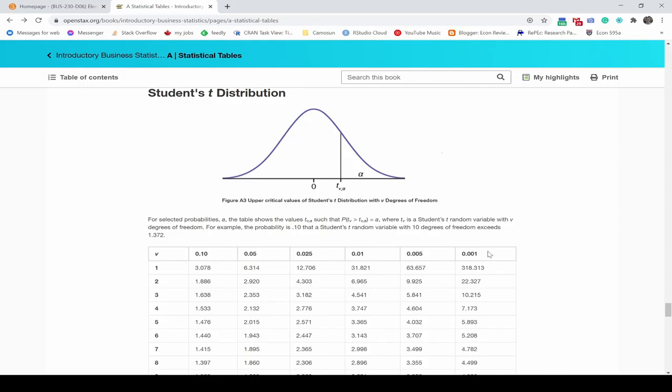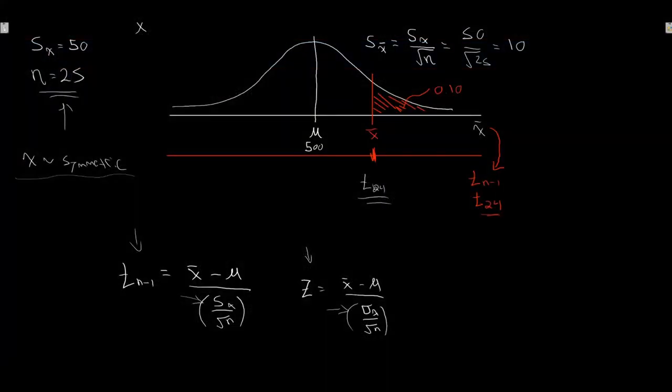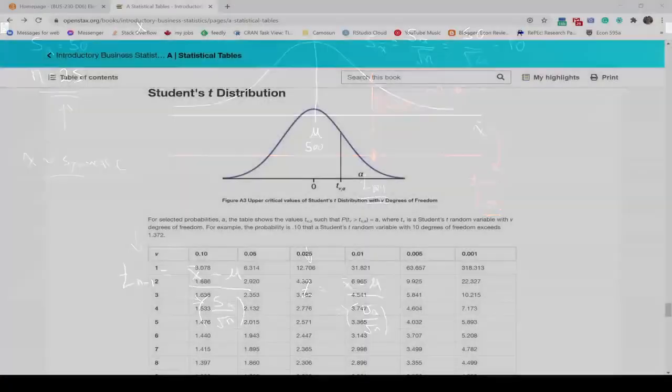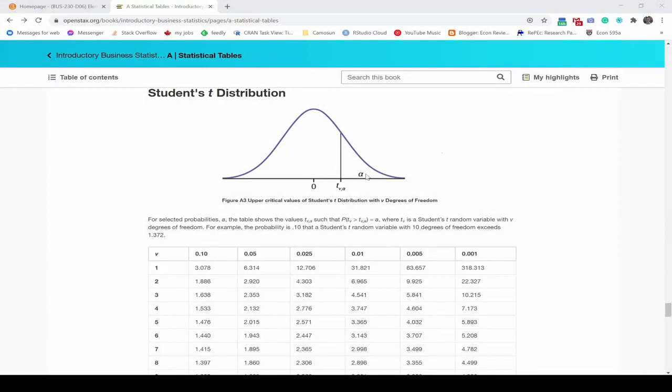Going through it from here, what would we want to do? Our question was, what would be the value of x bar to be in the top decile? If we jump back and take a look at that, we said we wanted x bar or greater to be 10%. That's our alpha. We wanted this area to be 10%. So, there we go.